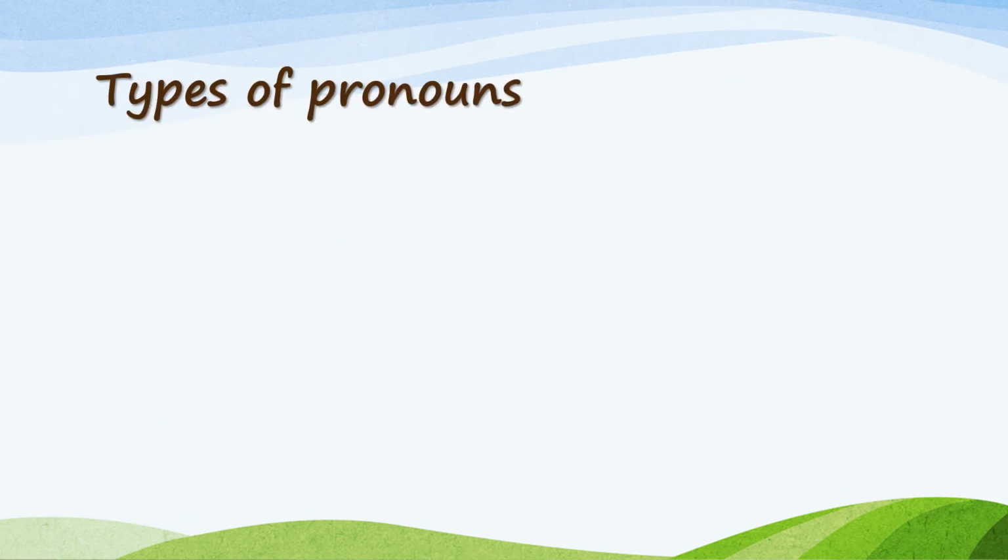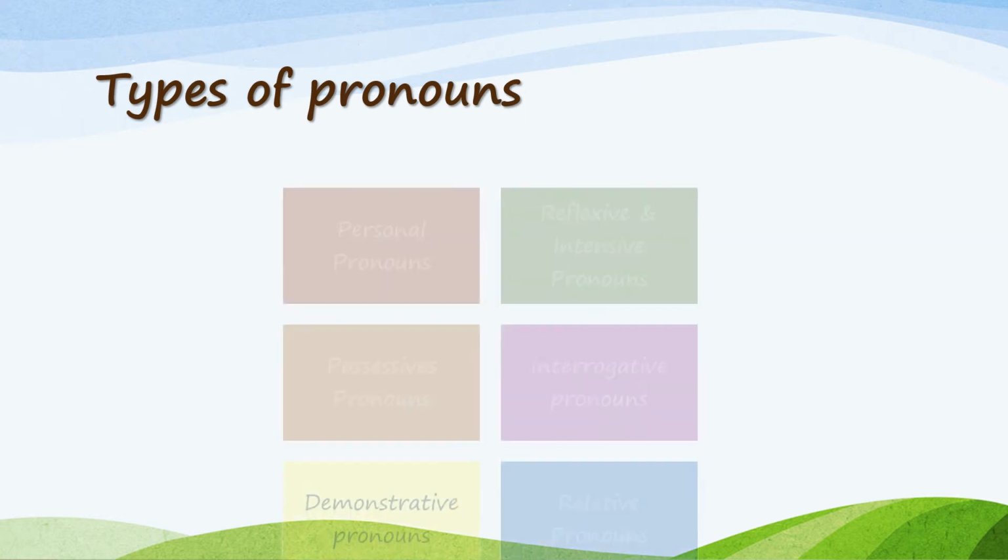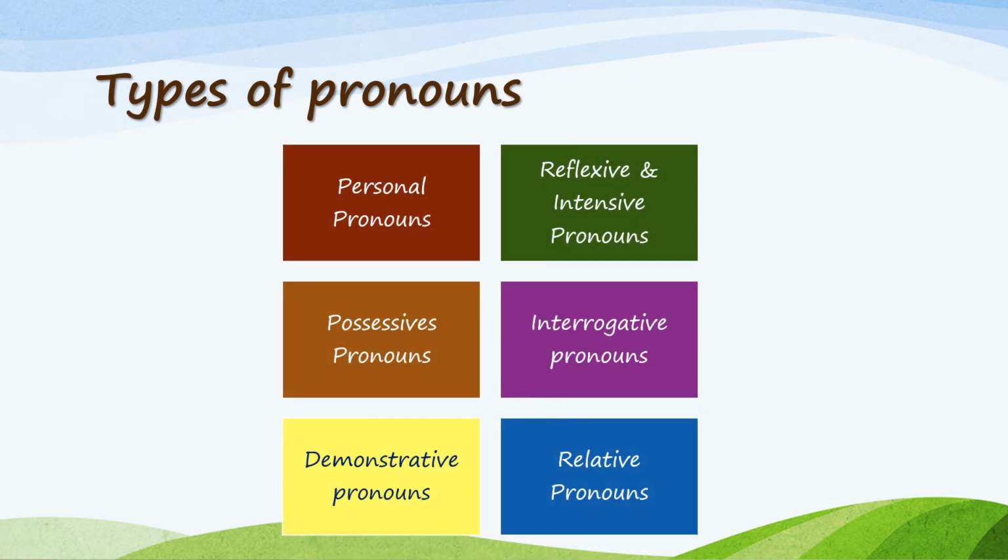Of course, pronouns have also many types that you should search for. Let's have some examples for the types of pronouns. We have personal pronouns, possessive pronouns, demonstrative pronouns, reflexive and intensive pronouns, interrogative pronouns, and finally relative pronouns. You can go and search for more information about the different types of pronouns.